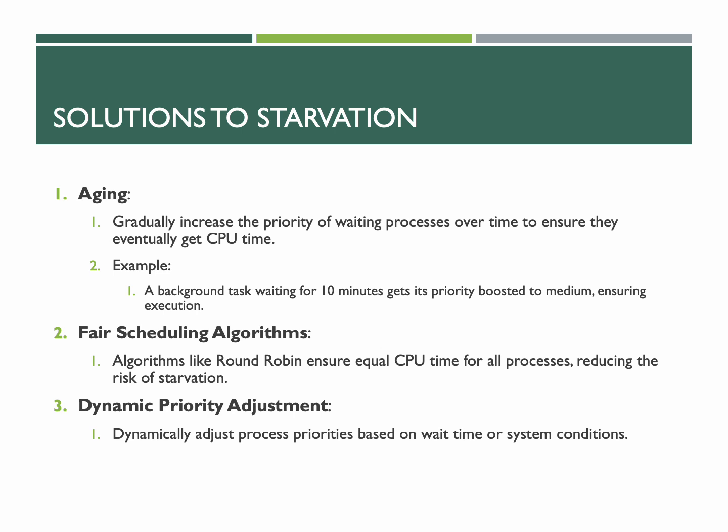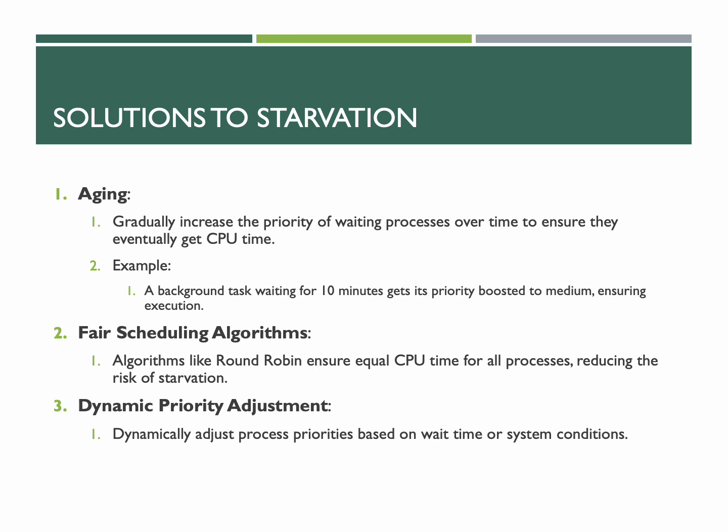Okay, now that we have identified the problem of starvation in scheduling systems, let's explore the strategies used to prevent it. These solutions ensure that all processes, regardless of priority, eventually get their fair share of CPU time. Now, first one is aging. Aging involves gradually increasing the priority of waiting processes over time. This ensures that processes waiting for an extended period eventually get a chance to execute. For example, a background task waiting for 10 minutes might get its priority boosted from low to medium, ensuring it gets CPU time for execution. This is a common technique used in priority based scheduling to balance responsiveness and fairness.